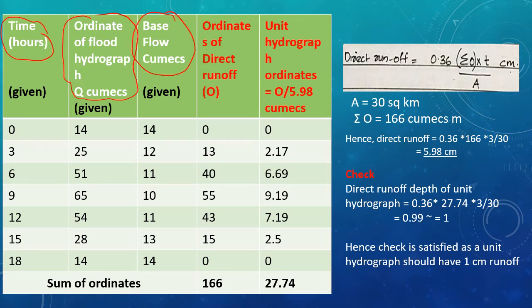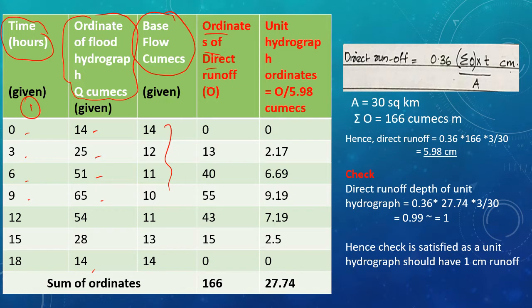So these are the data, that is with a 3 hour time interval: 0, 3, 6, etc. And the ordinates of the flood hydrograph given are 14, 25, 51, 65 and so on, up to 14, and then base flow data is also given. So the first step is to find the ordinate of direct runoff by subtracting base flow from the ordinate of the hydrograph.